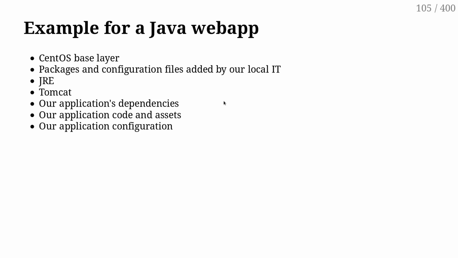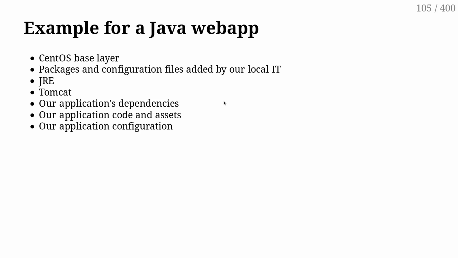And those layers will have very different sizes. For instance, the CentOS layer might be 100 megs. The packages that I added on top of that, maybe 10 megs, maybe another 100 megs. The JVM, I'm going to say something between 20 and 50 megs. It's been a while since I looked exactly at that. Tomcat, a few megs. Dependencies for my application and the application itself, a bunch of megs. And the configuration, however, is going to be pretty small, maybe a few kilobytes.